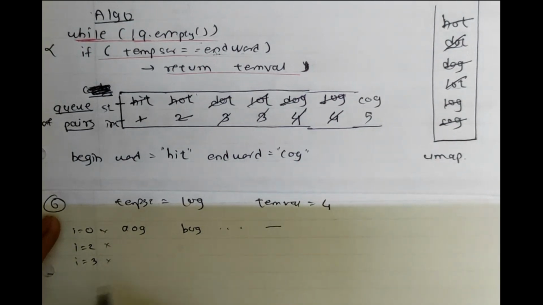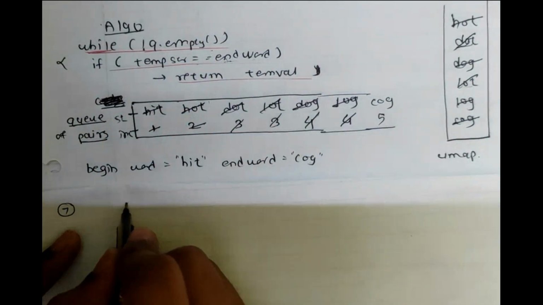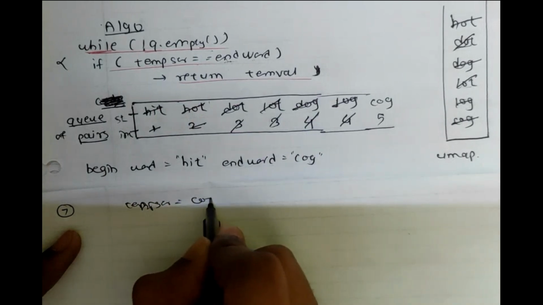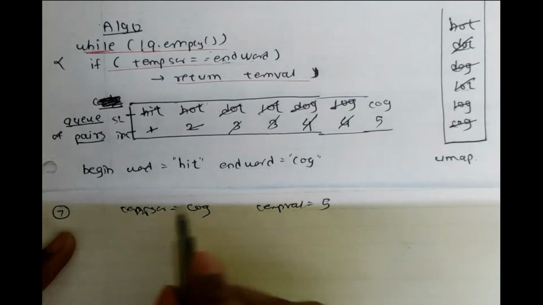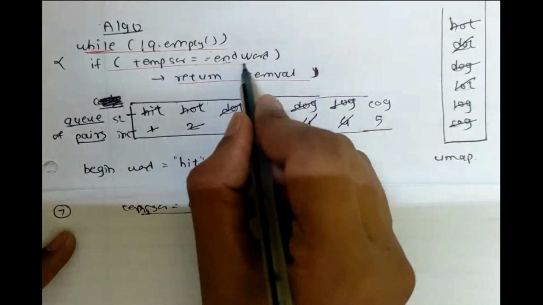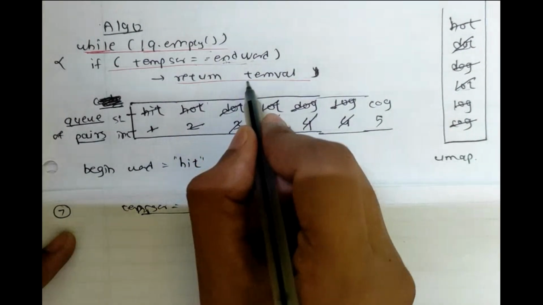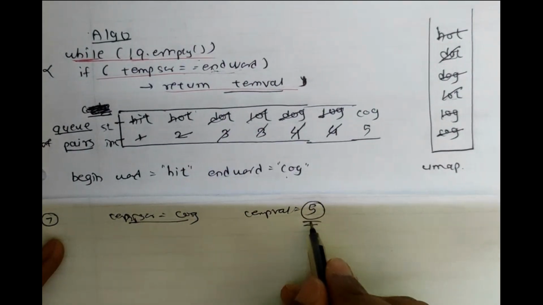So let's move on to the seventh. In the seventh part, is Q empty? No. So temp str is COG, temp val is 5. Is temp str equal to end word? Means COG equals end word? Yes, COG is equal to end word. So return temp val. So 5 will be returned. So this is our answer, 5.